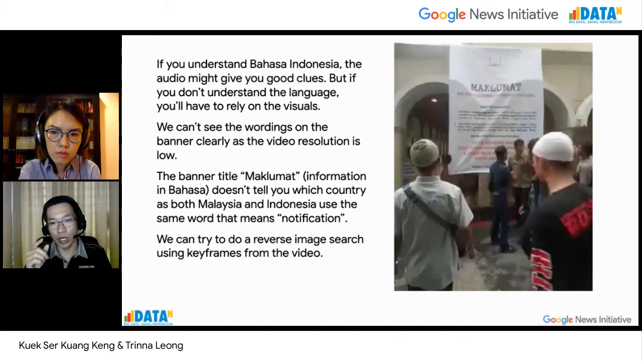So I tried to zoom in and look at the wording on the notification, on the banner. I can only recognize the title, maklumat, which means information in Bahasa. It is the same word used in Malaysia as well as in Indonesia. So it doesn't tell me whether this is in Malaysia or in Indonesia. So what I did is a reverse image search, using the keyframes from the video.